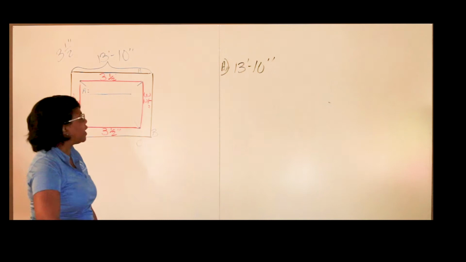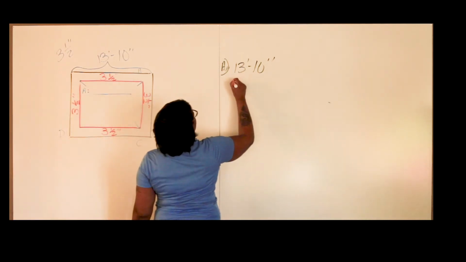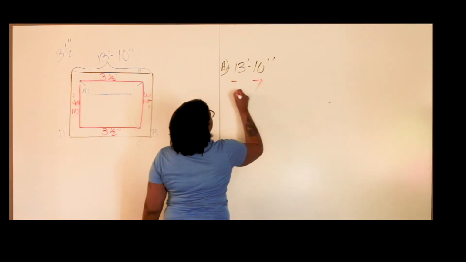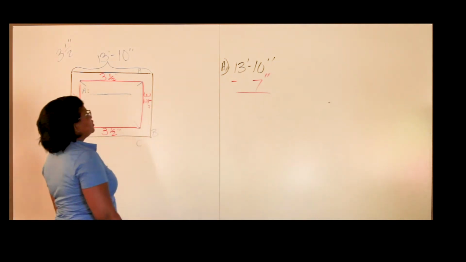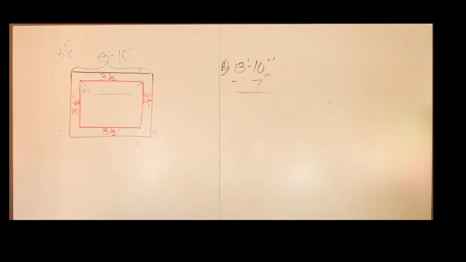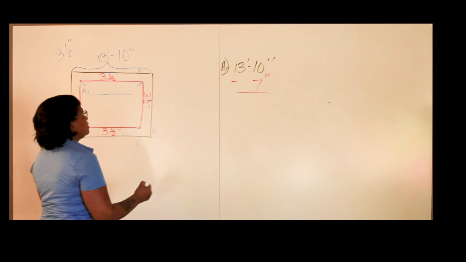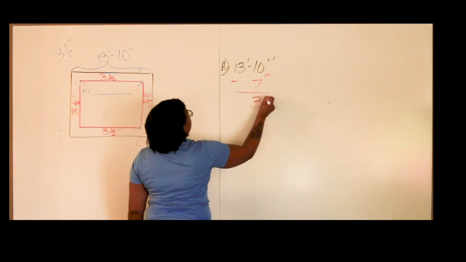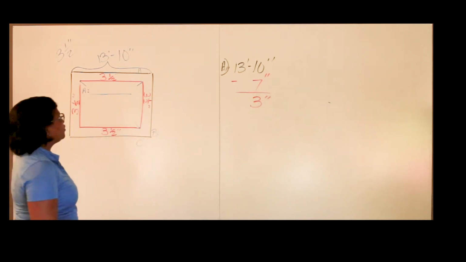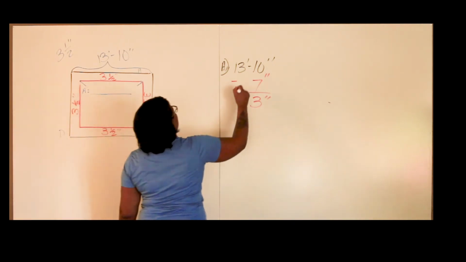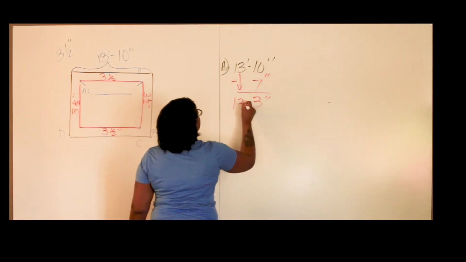And we need to subtract 7 inches. Again, we had to double up the thickness. All right. So 13 feet 10 minus 7. 10 minus 7 leaves us with 3 inches. And then 13 feet, we just drop it down because there's nothing that we're taking from it.